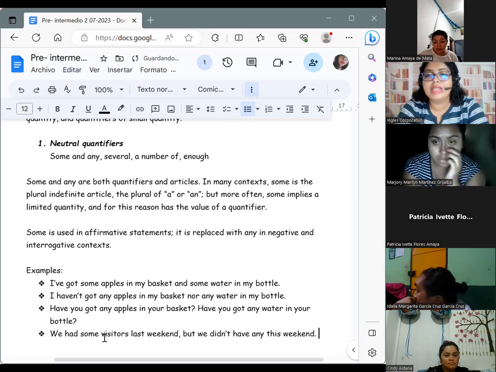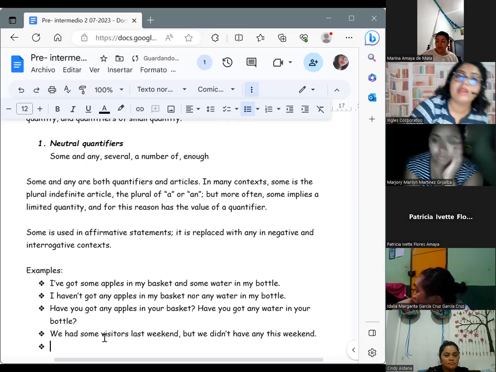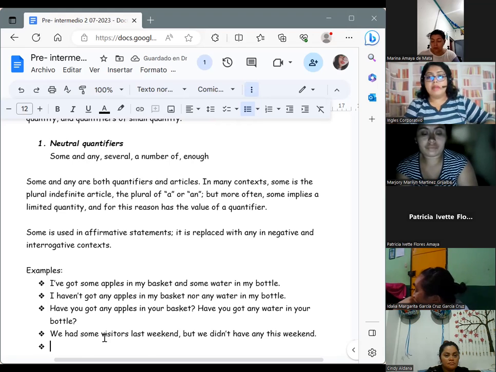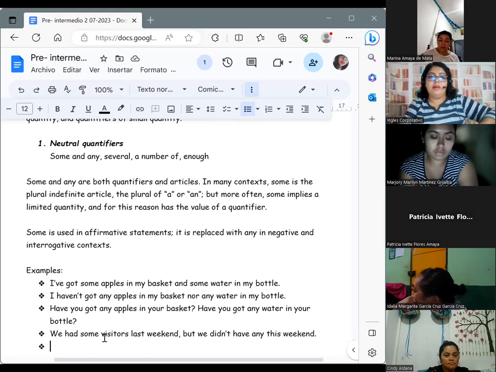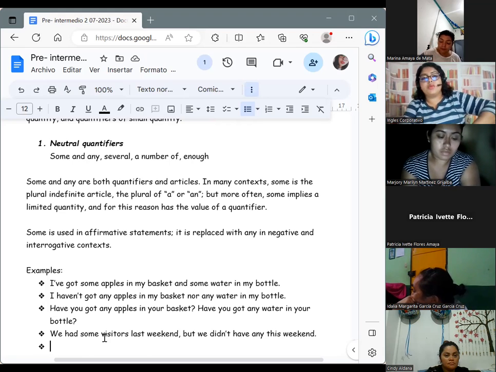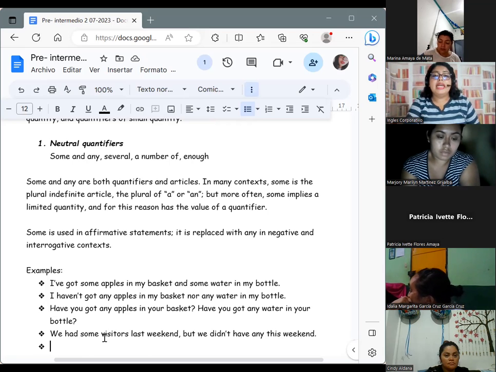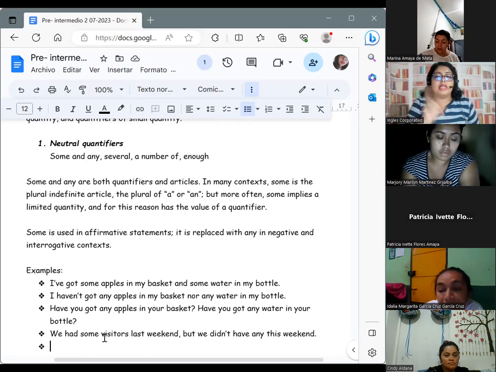Aquí utilizamos las dos formas, la positiva y la negativa. Tenemos en la primera parte, we had some visitors last weekend. Y luego, but we didn't have any this weekend. En la misma oración podemos utilizar ambas estructuras, la positiva y la negativa. O sea, el some y el any.